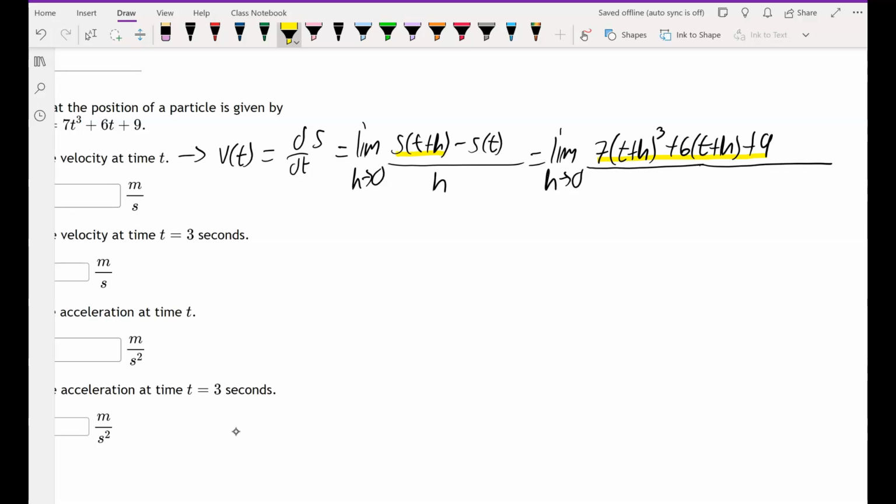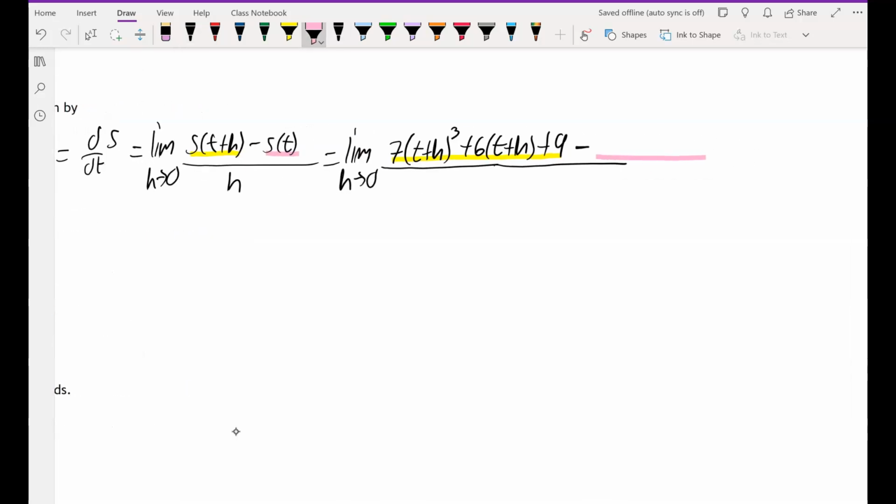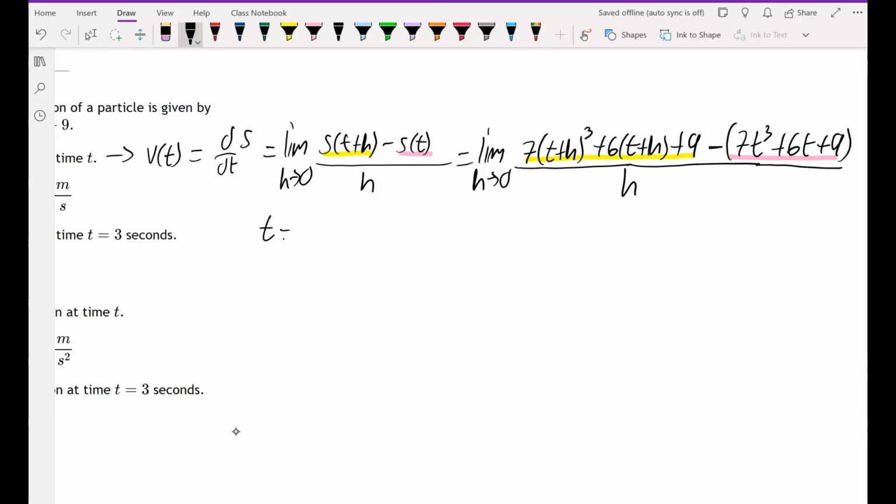And then I'm going to subtract s of t, and s of t is just the equation that is given to us for the position of the particle. So this will be 7t cubed plus 6t plus 9. And then we have to divide this by h. And now we have to figure this out. So the first part we want to compute is the t plus h cubed. So let's figure out what t plus h cubed is.